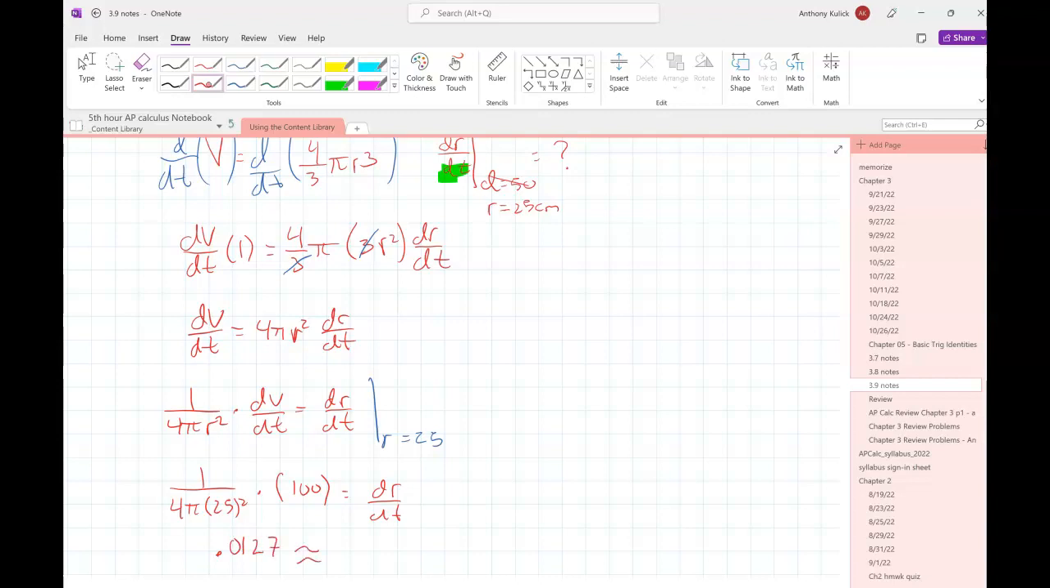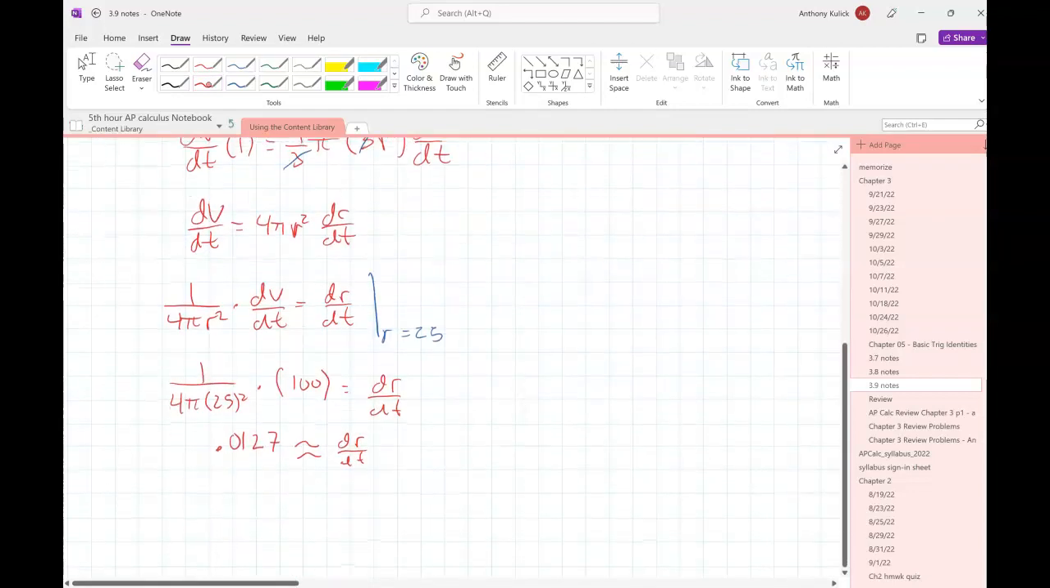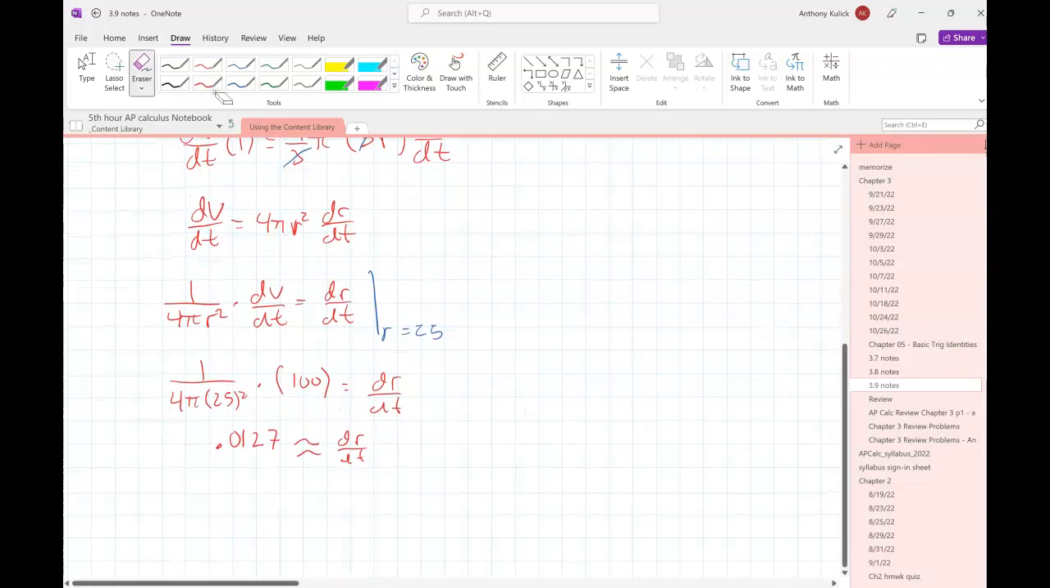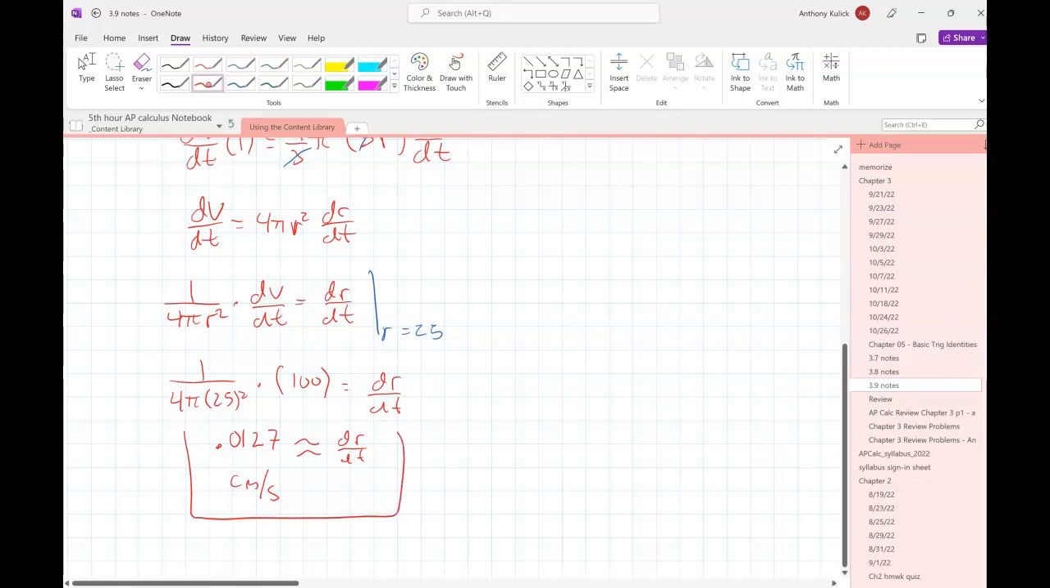That's the value for dV/dt that was given to us in the problem, remember? That's okay. So when we do that, we get about 0.0127 centimeters per second, right? Because the radius was measured in centimeters.